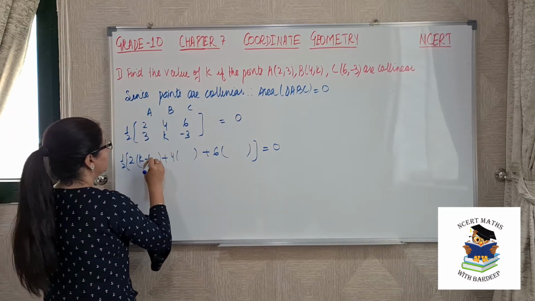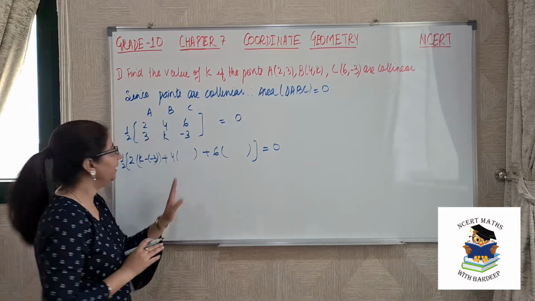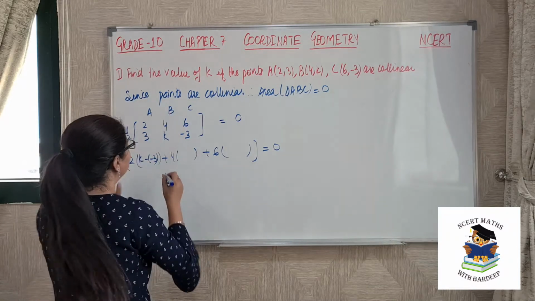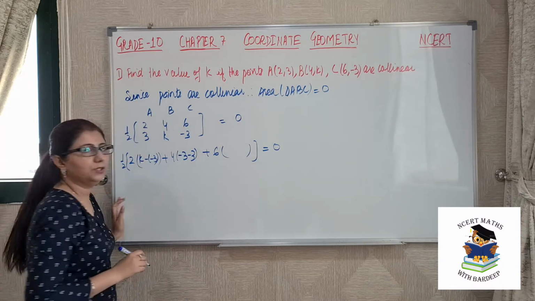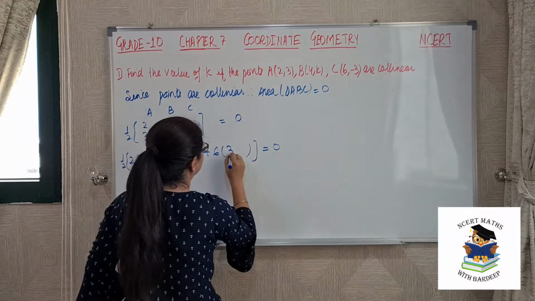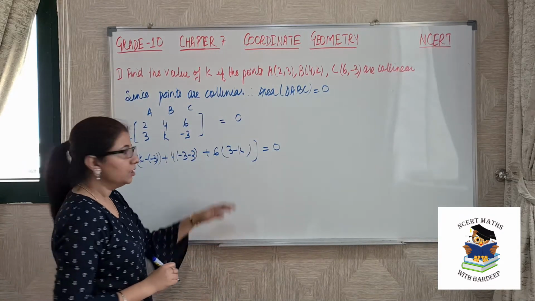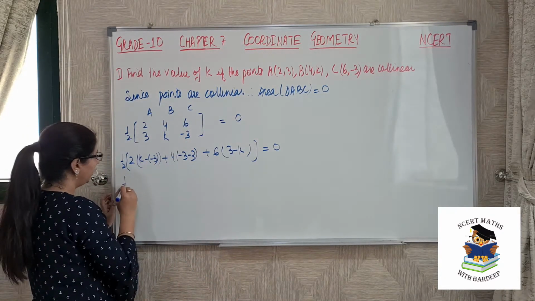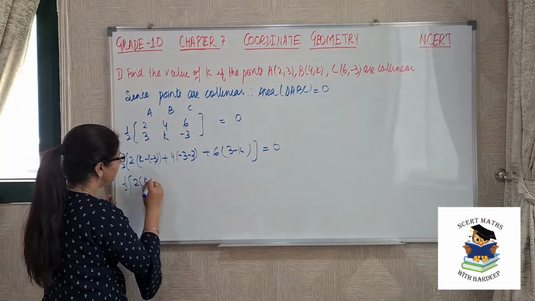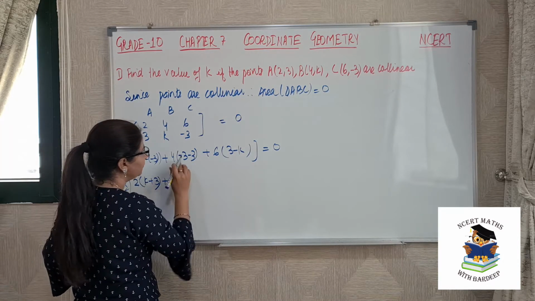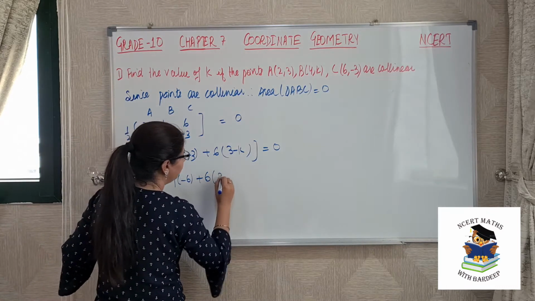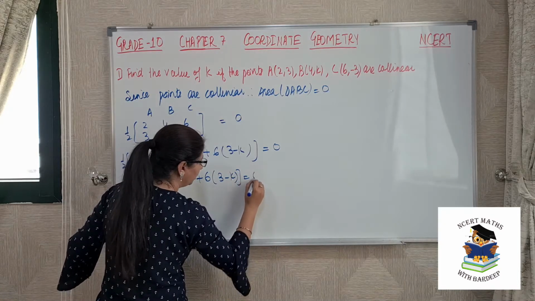So this is k minus of minus 3. Okay, for this point, difference of minus 3 and 3. So this is minus 3 minus 3. Okay, for this point, difference of 3 and k. Okay, so now let's solve this. So half times 2 of minus is plus. So this is k plus 3. Now 4 times minus 3 is minus 6. And 6 times 3 minus k equals to 0.